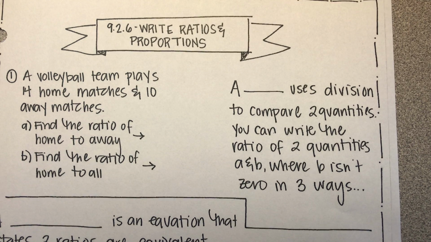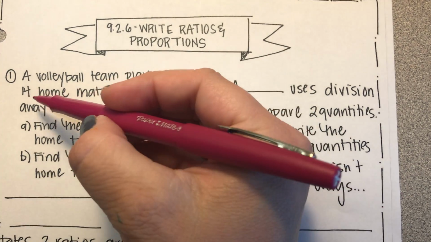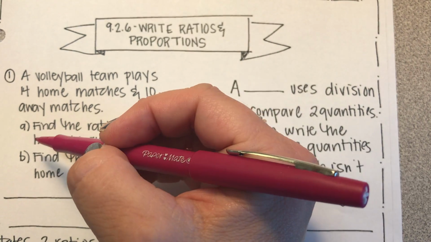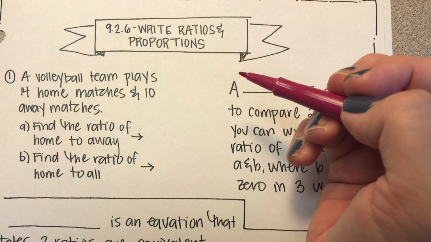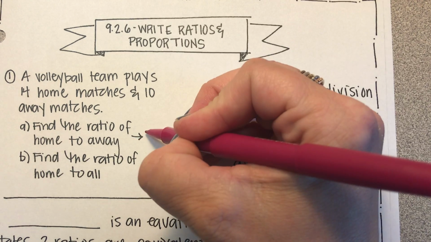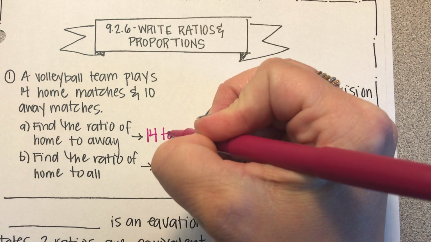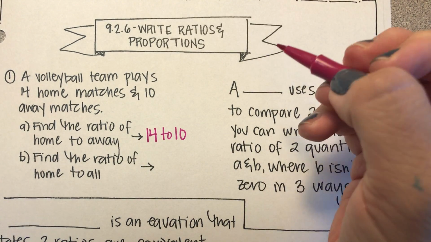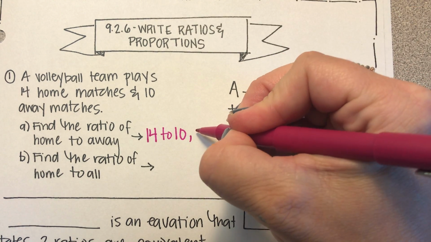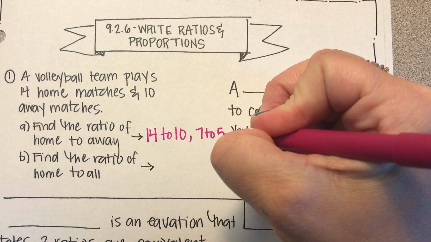Okay, so it's really important that you keep the order in what it's asking you. So 14 home and 10 away. So home to away would be 14 to 10. Okay, and we can simplify that and make that 7 to 5.